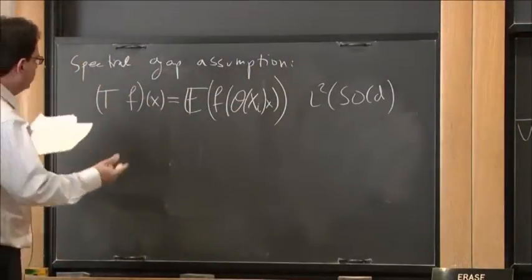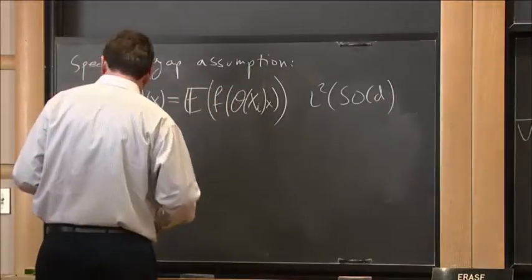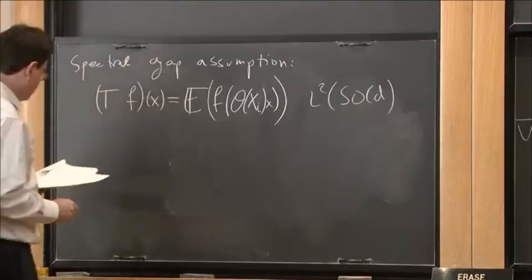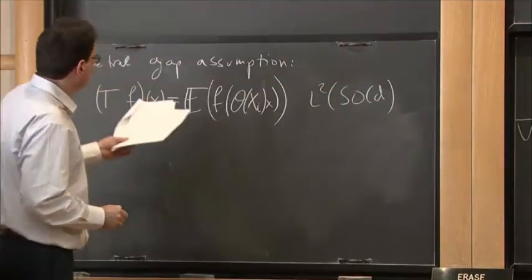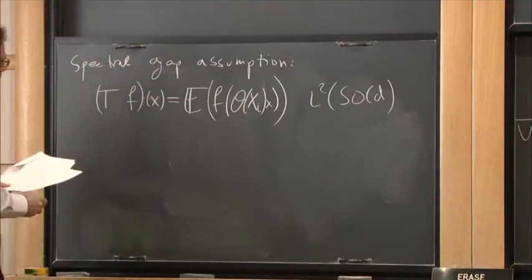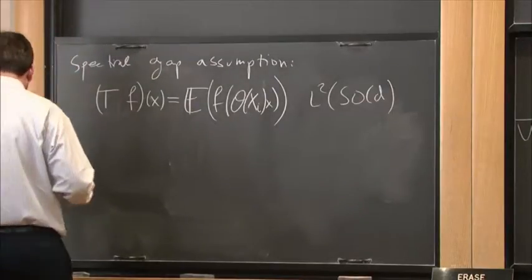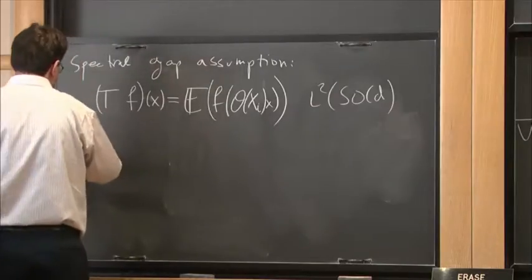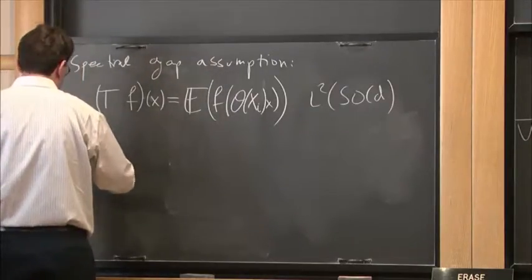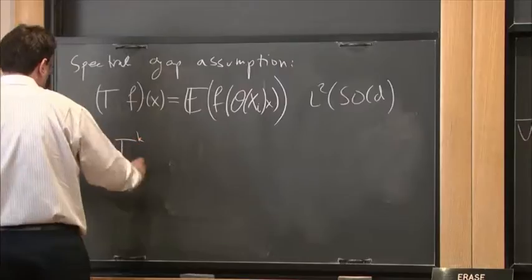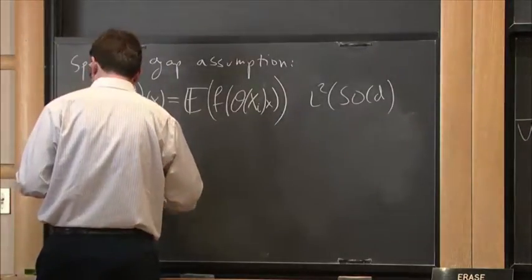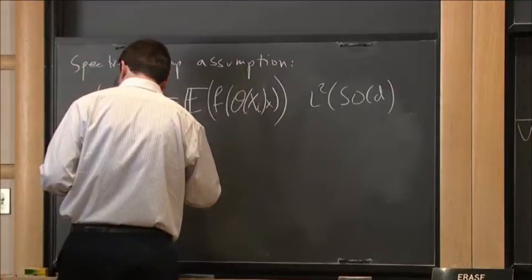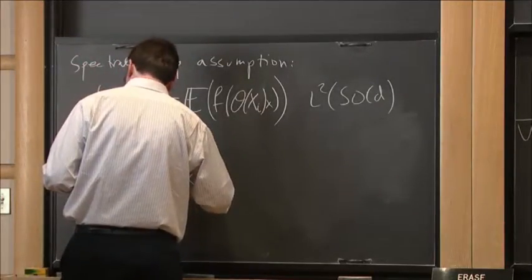So this is an operator from L2 to L2, not necessarily self-adjoint, because, like Doron pointed out, I haven't assumed that my random walk is symmetric. Basically, what I want to assume is that there is some k, so that the norm, and probably this k is enough to take to be 2 or something, but it doesn't really matter for me.